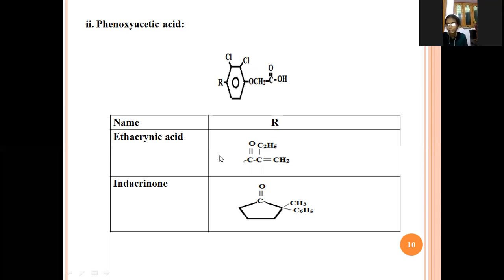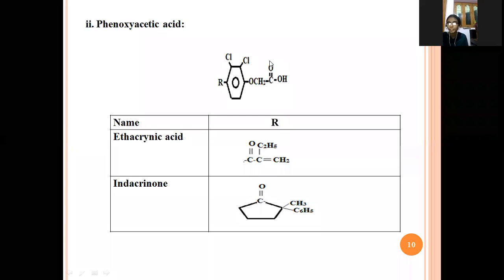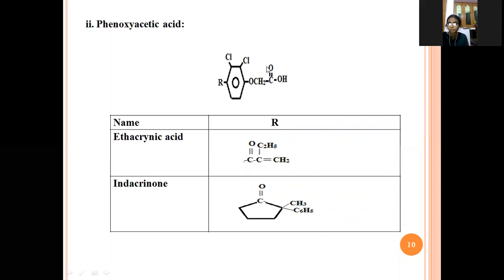Ethacrynic acid, here the ethyl butanoyl is attached at the R position, means at the fourth position, and here in the second and the third position the chlorine atoms are attached, and here the acetic acid is attached.